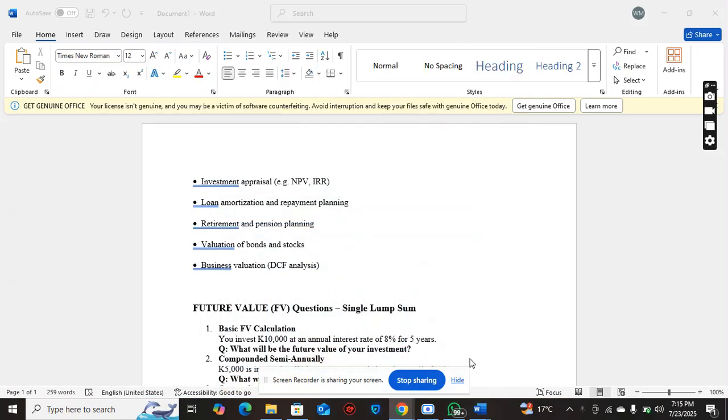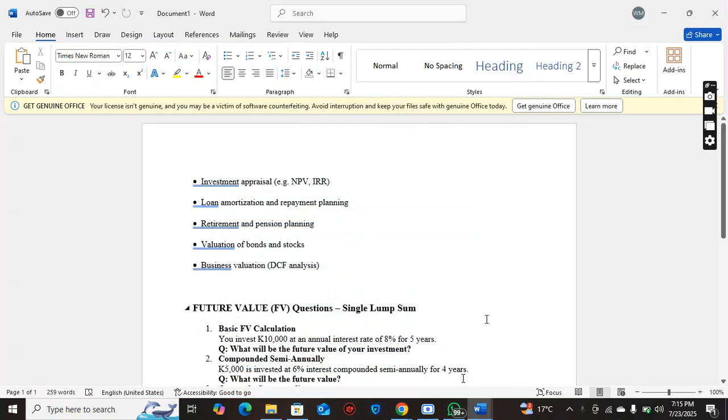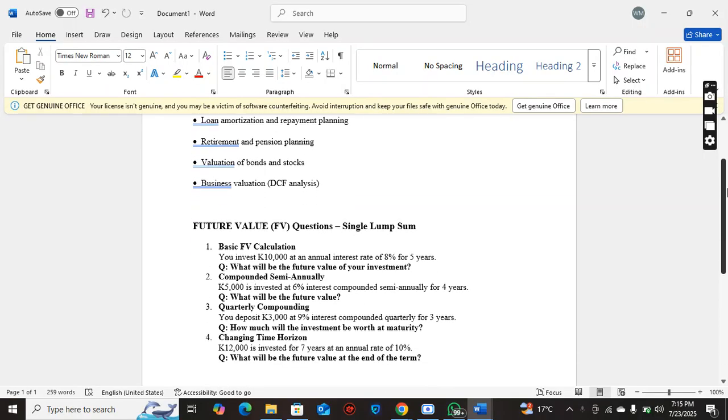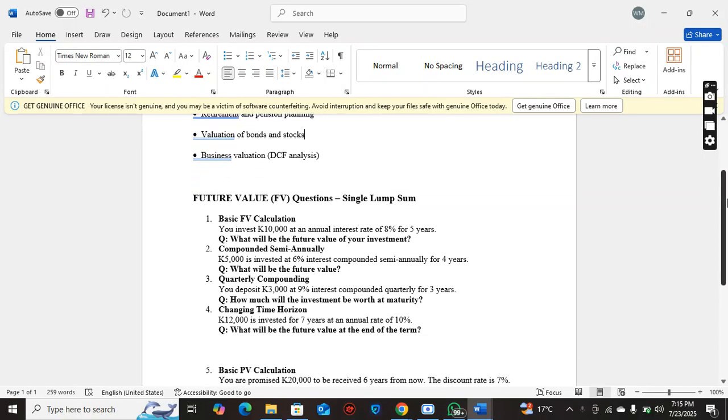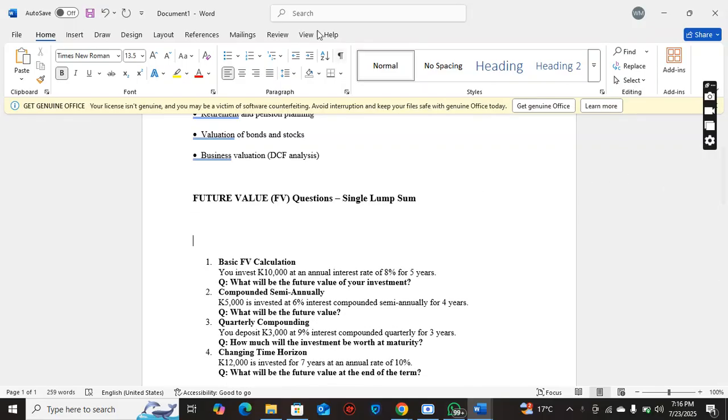Okay, so here we're looking at calculation of the future value and the present value of money. First we're going to start with future value calculations. Remember the time value of money concept: money has different values at different time periods. So this is the formula for the future value.